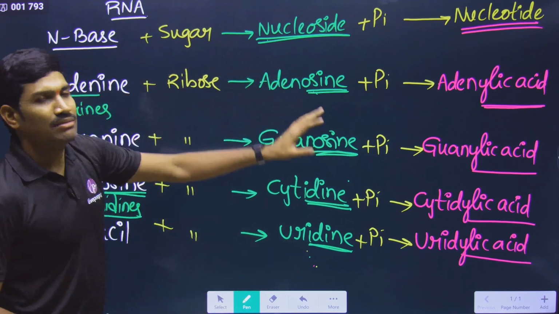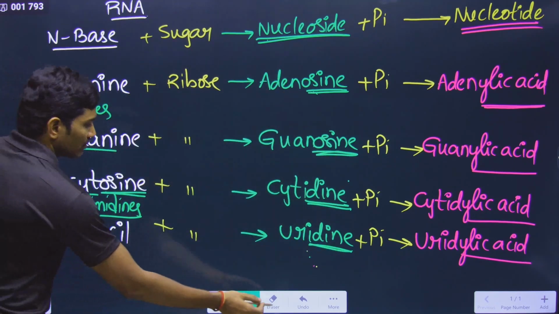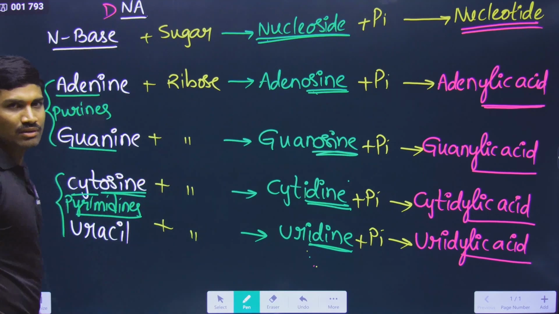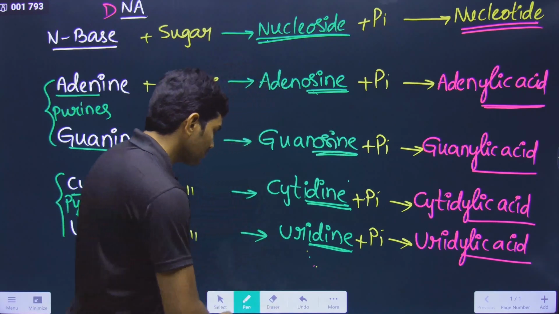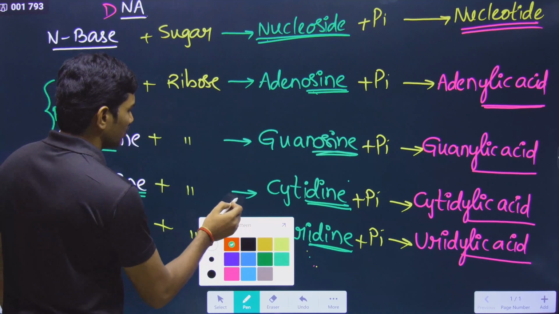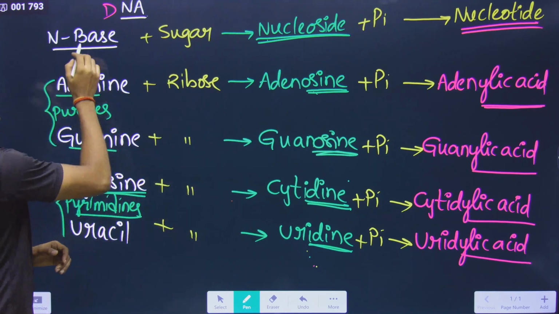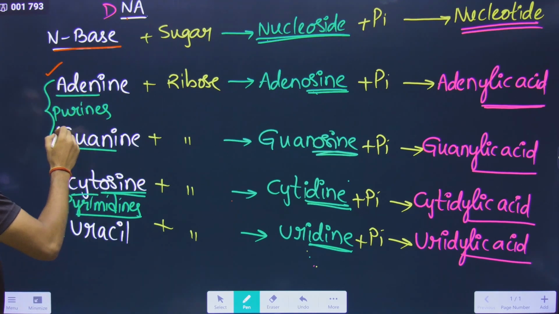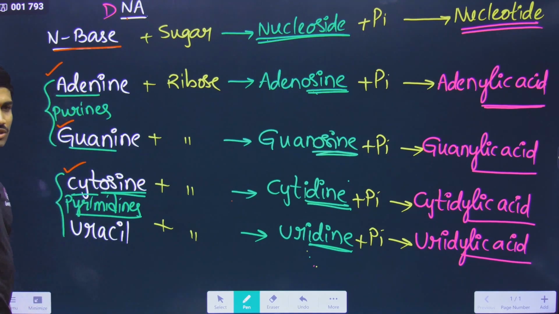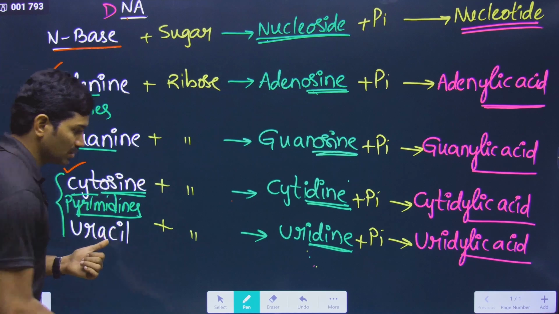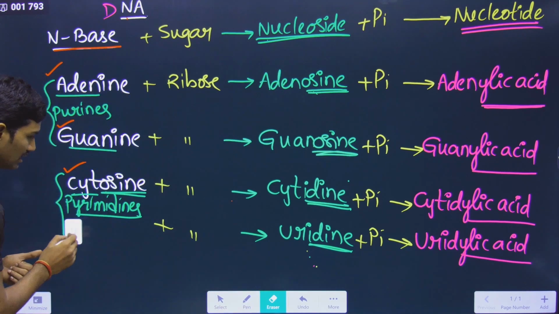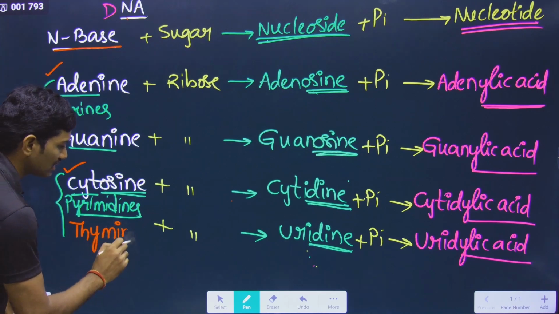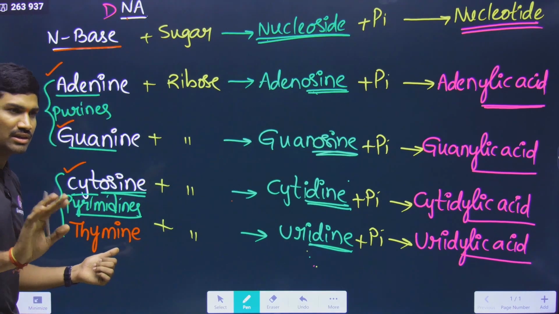This is the same table, even for DNA. For the DNA, what we need to do? Instead of this R, we need to write D. So let us focus on the important changes here. In the case of DNA also, the nitrogenous bases adenine, guanine, and cytosine are present. But what about uracil? Uracil is not present, so remove the uracil. In place of uracil, we need to write thymine. Is it clear? Nice.